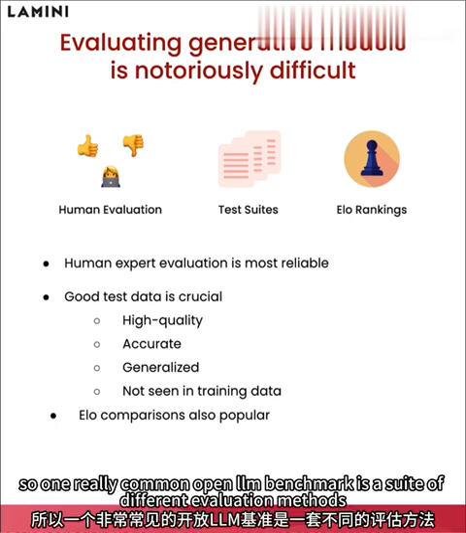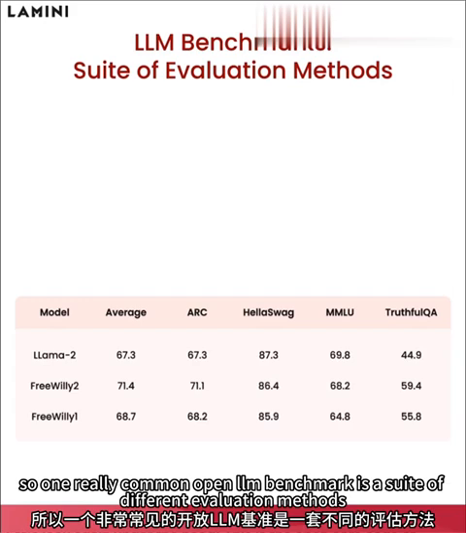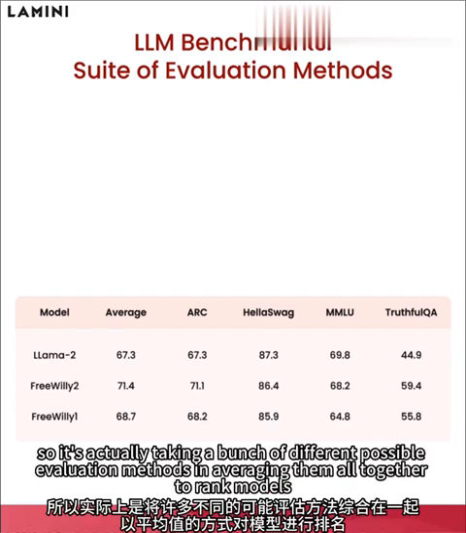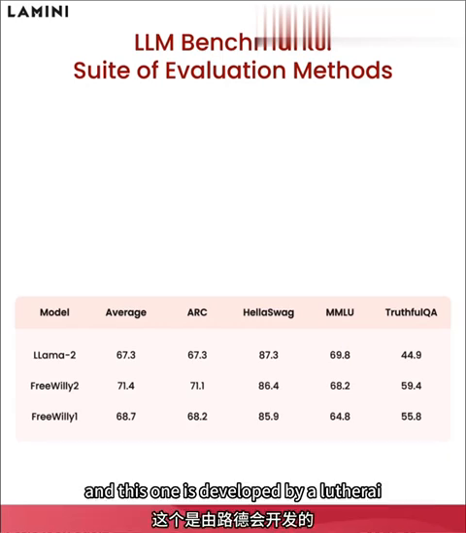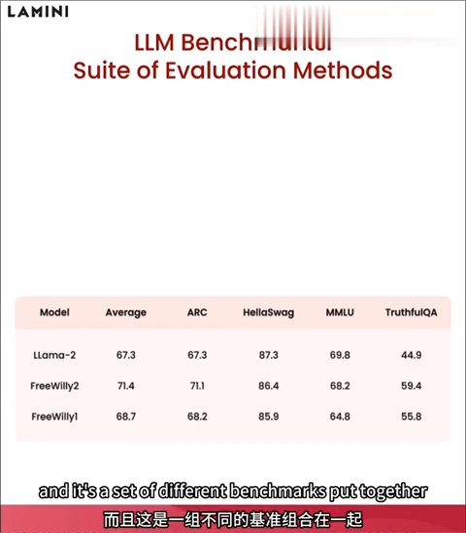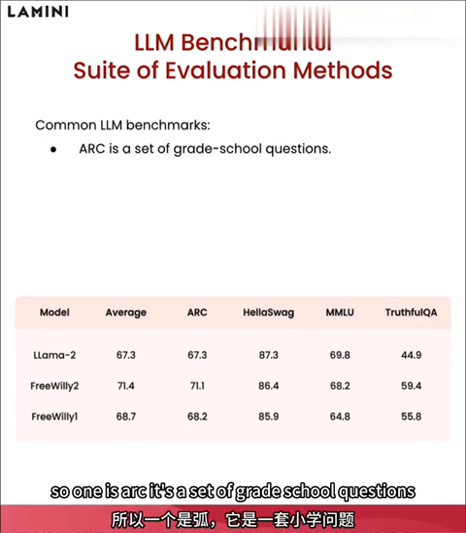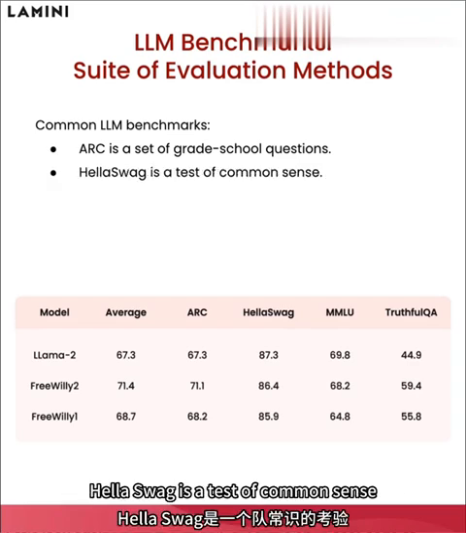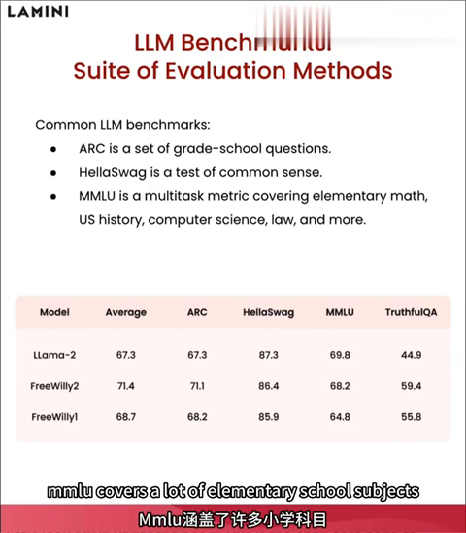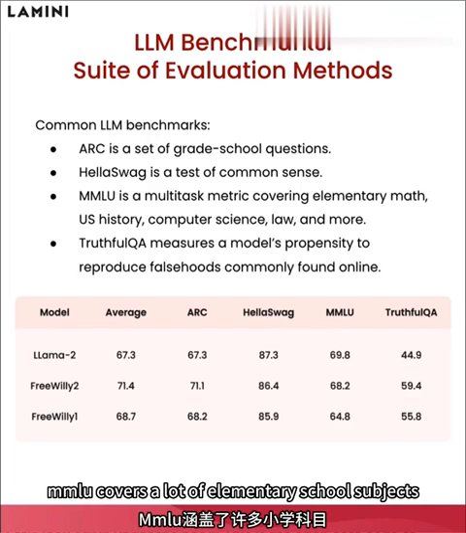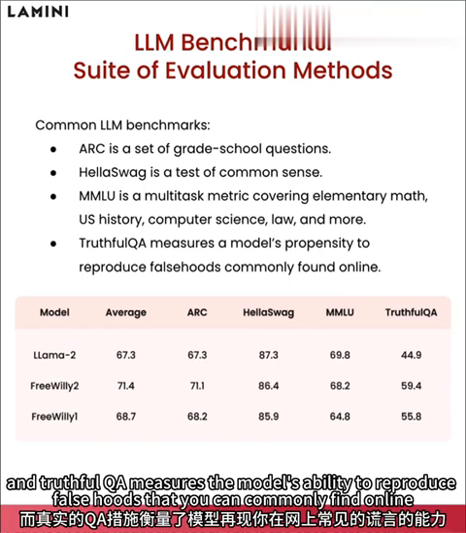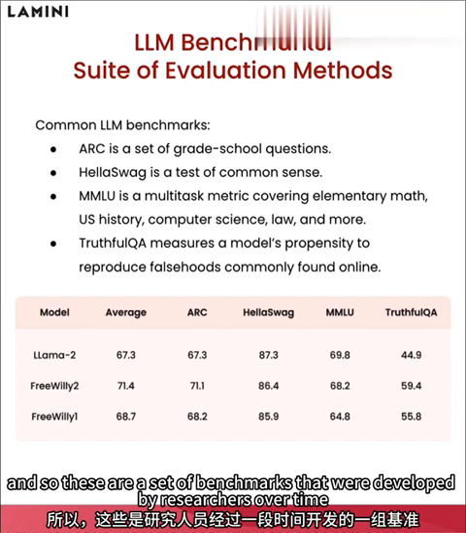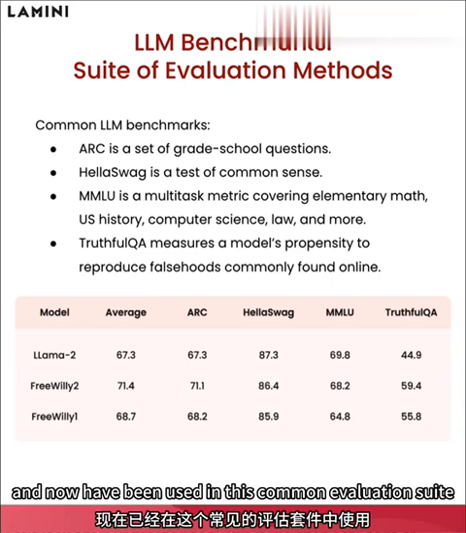So one really common open LLM benchmark is a suite of different evaluation methods. So it's taking a bunch of different possible evaluation methods and averaging them all together to rank models. And this one is developed by Eleuther AI, and it's a set of different benchmarks put together. So one is ARC, it's a set of grade school questions. HellaSwag is a test of common sense. MMLU covers a lot of elementary school subjects, and TruthfulQA measures the model's ability to reproduce falsehoods that you can commonly find online. And so these are a set of benchmarks that were developed by researchers over time and now have been used in this common evaluation suite.